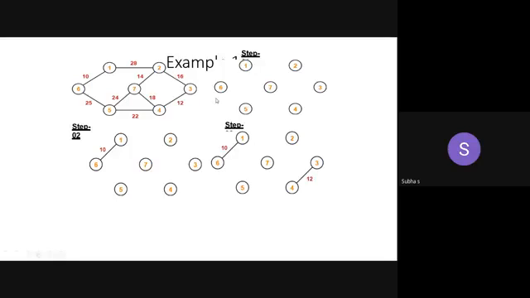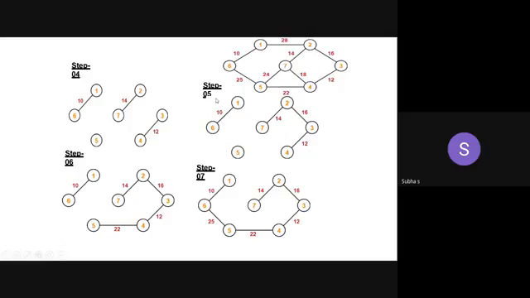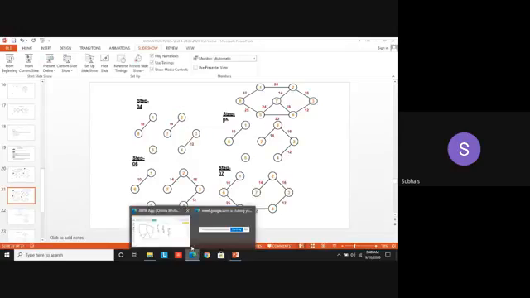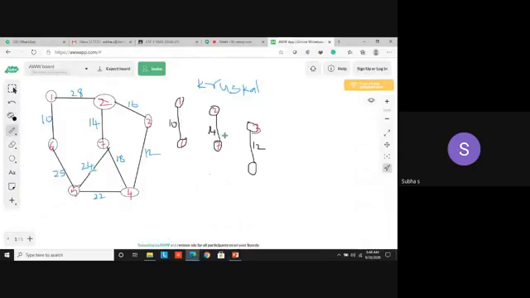Then what is the next minimum cost? 16. You have to choose 16. Look at this 5th step here. 16 is connected. Okay. Then what is the next one? 22. Okay. And then 25. Now I move back to this one, the whiteboard, it will be clear. So 10, 12, 14 and over. Now I am going to connect 16.